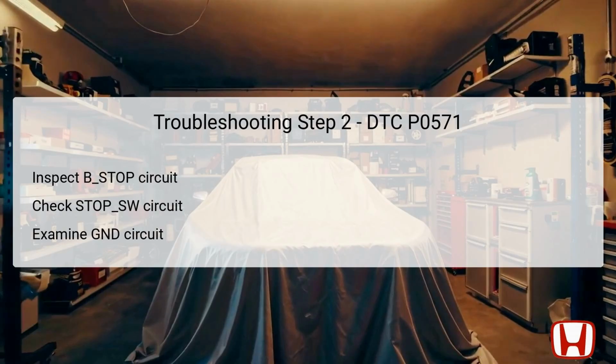Begin by confirming that the brake pedal position switch is disconnected and perform a voltage test to ensure that the B-stop circuit is delivering the proper battery voltage. Following this, the stop SW circuit must be examined to verify its integrity, looking for any signs of breaks or shorts that could lead to inconsistent signals being sent to the PCM.